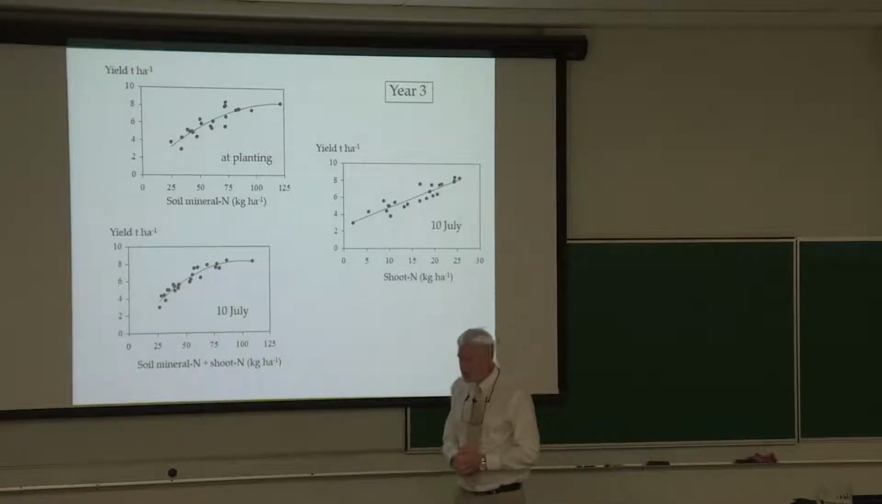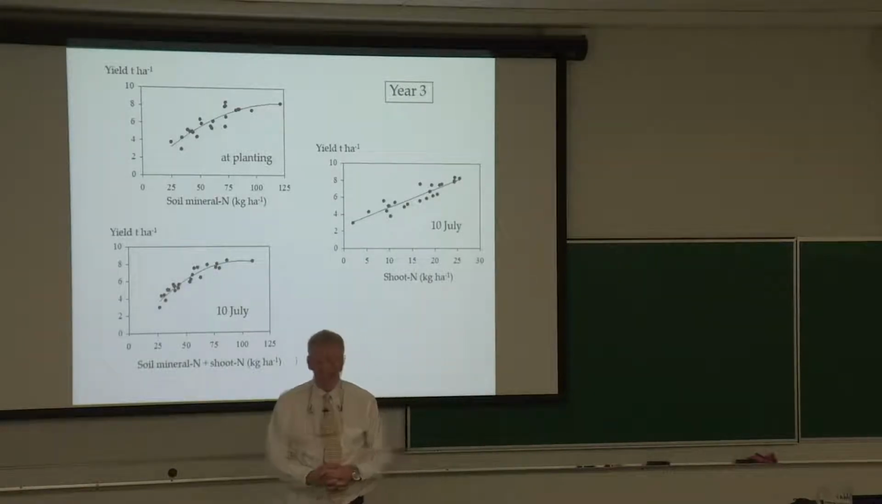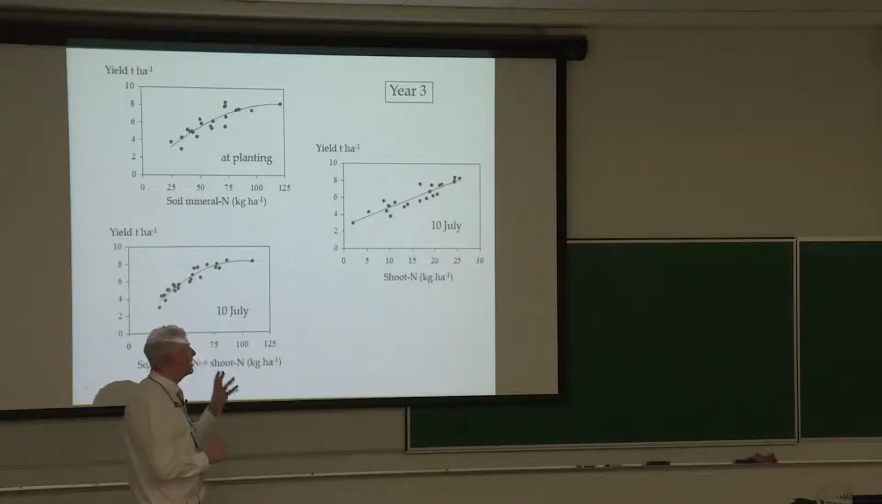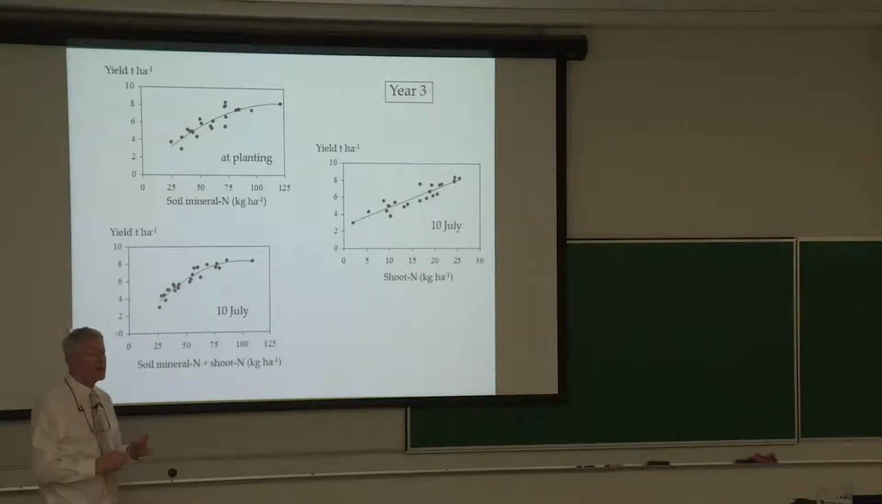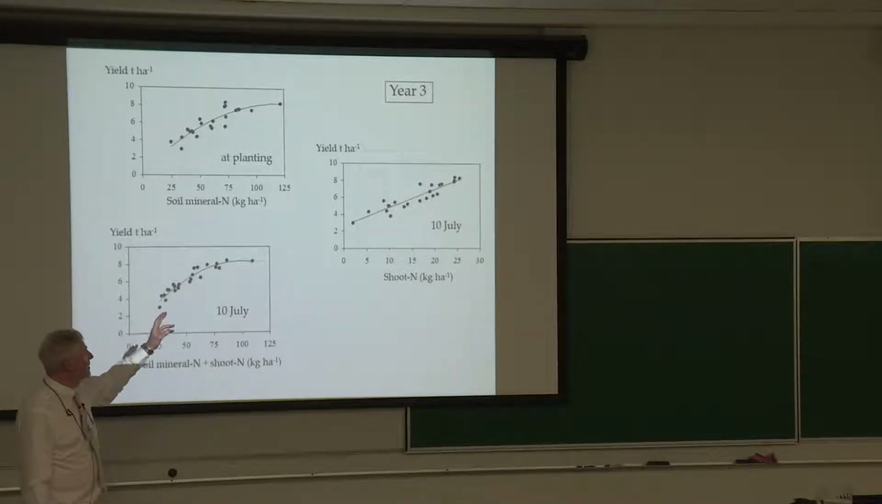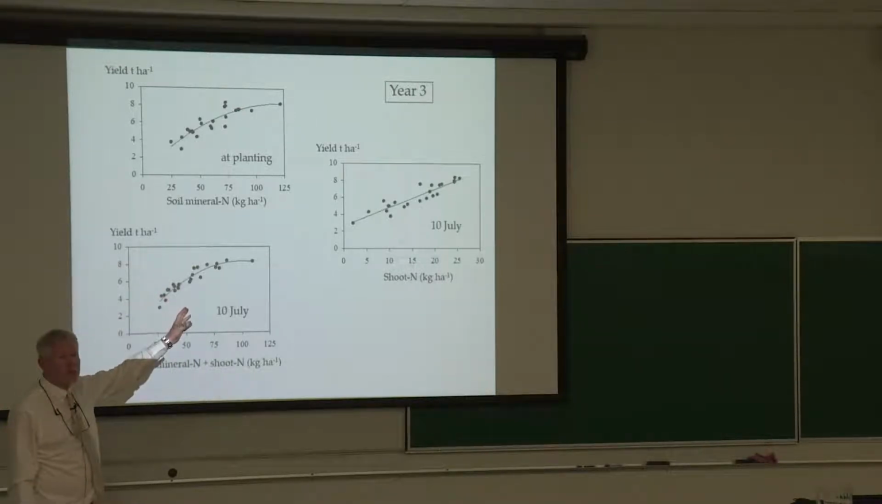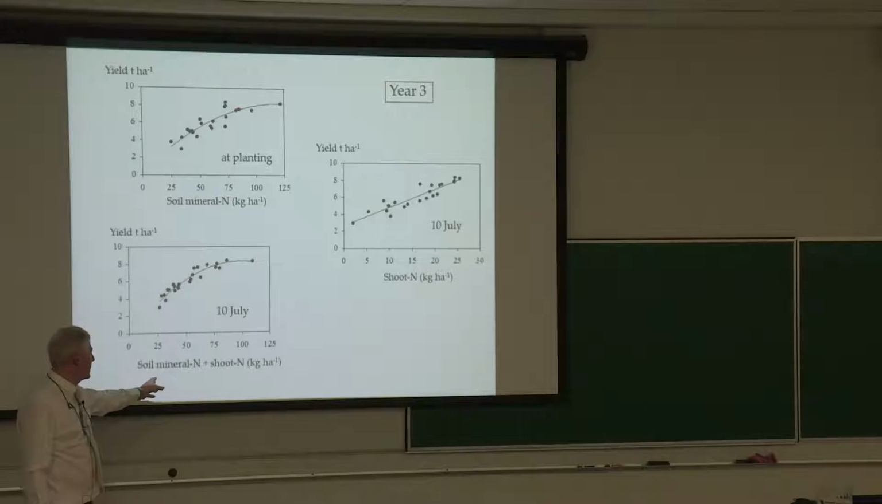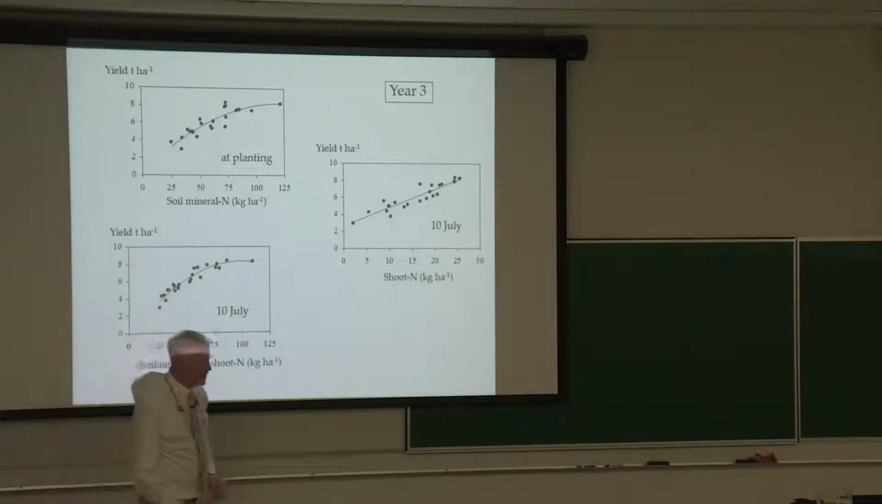We relate yield to our soil mineral N at planting. It'll correlate well at different times. Planting's given there. It rises to a plateau. For shoot N, kilograms per hectare, the yield is correlated in a linear manner, with best correlation at 10th of July. And then you can combine the two, soil mineral N plus shoot N, and you can tighten up the curve a little bit by bringing them together.